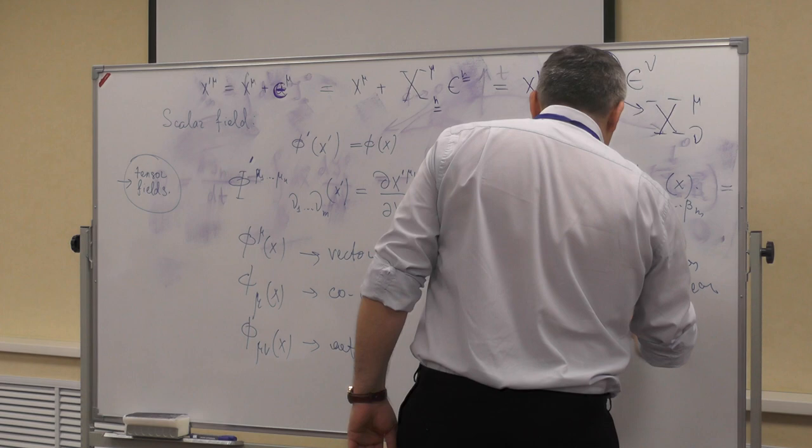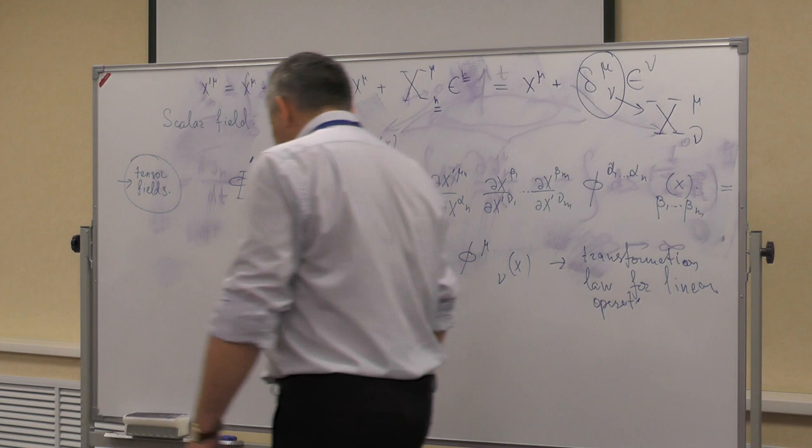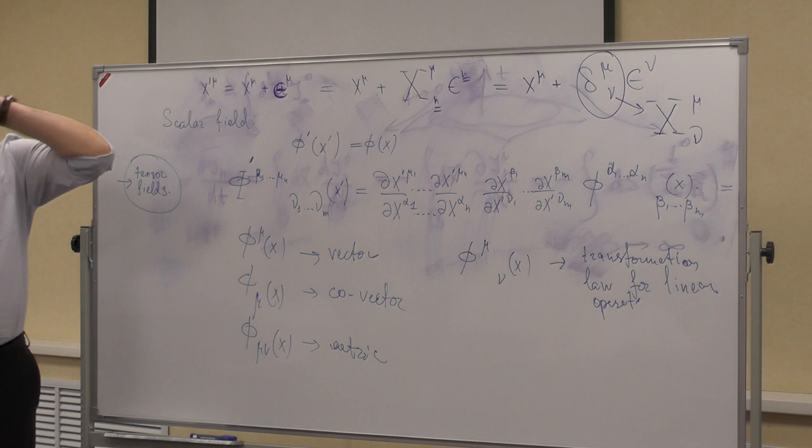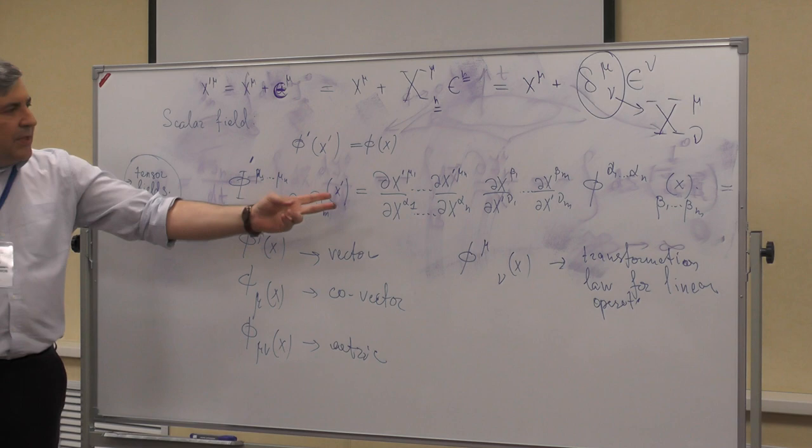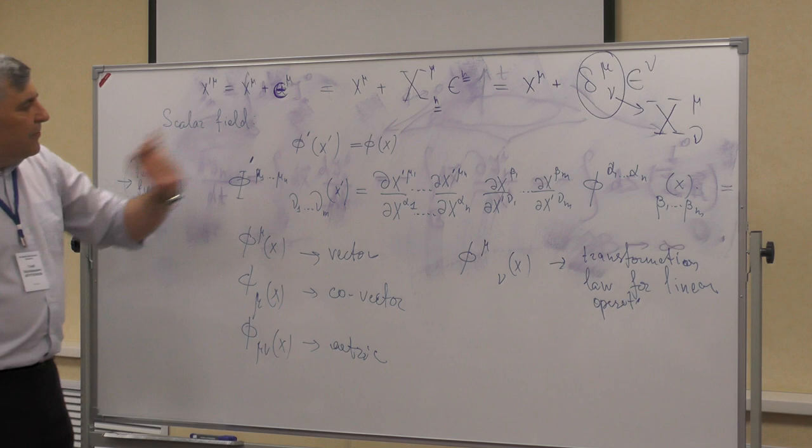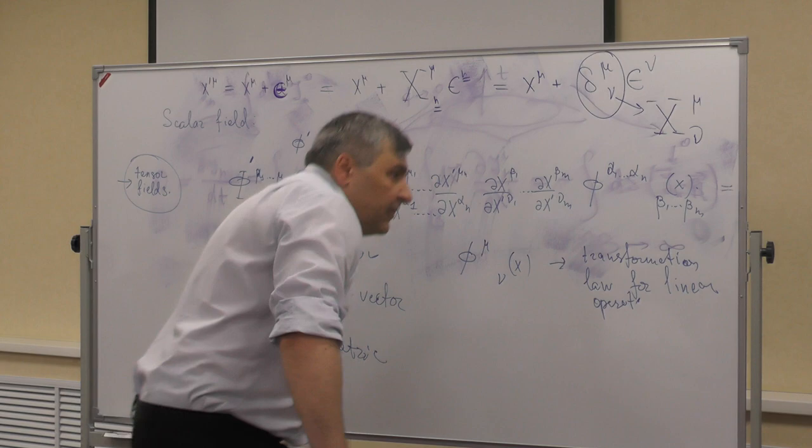It's like a matrix. Matrix indices, meaning one up and one down. Good. So scalar is the simplest possible example of a tensor, the one which carries no indices at all. According to this transformation law, there are no derivatives here, and simply you have phi prime of x prime is equal to phi of x. This is what we call scalar field in theoretical physics.